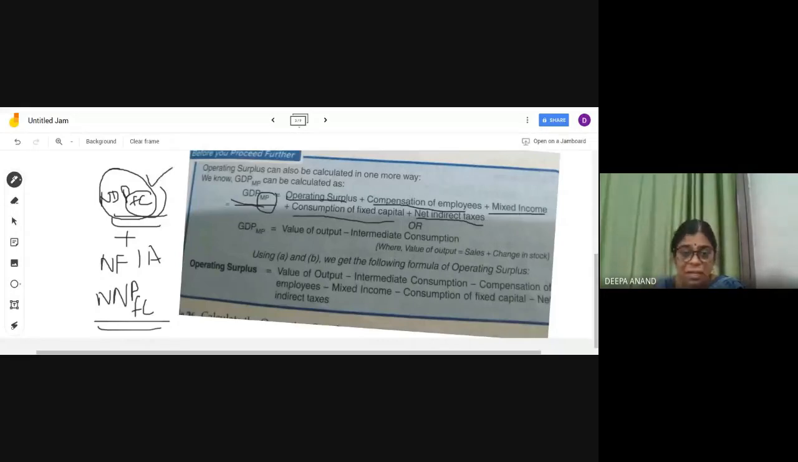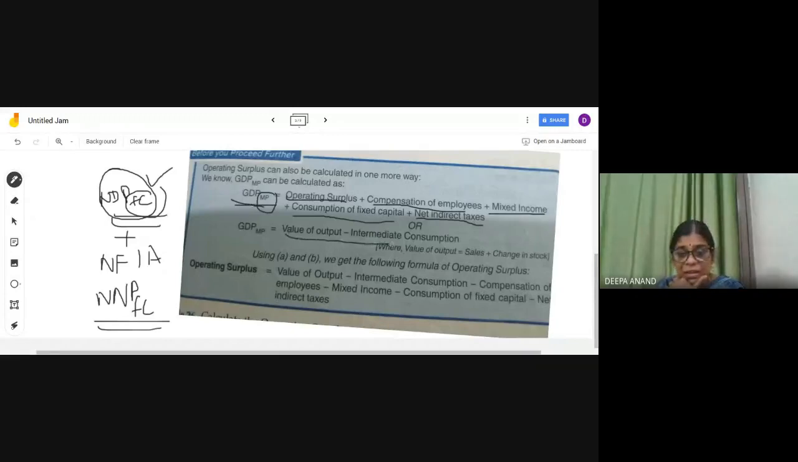And if you are asked GDP at MP, you just have to change the aggregates, which you have already studied. In order to make N to G, you add the depreciation. In order to make FC to MP, you add NIT. So your NDP at FC now has become GDP at MP. And this is another equation.